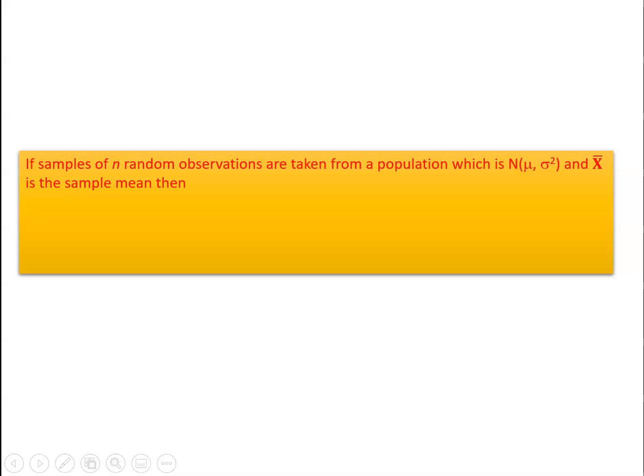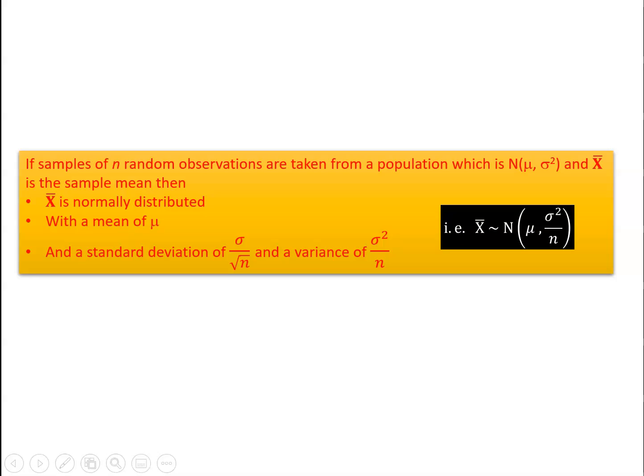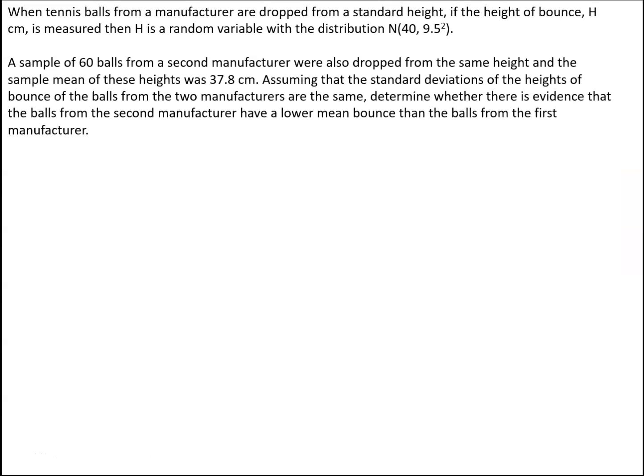The tests that we're going to be looking at are going to be using the sample mean as our test statistic. And in the previous video, we discovered that if we take samples of n random observations from a population which is normally distributed with mean mu and variance sigma squared, and x bar is the sample mean of this sample, then x bar is itself normally distributed with a mean of mu and a standard deviation of sigma over root n, or equivalently a variance of sigma squared over n. We could summarise that by saying that x bar is normally distributed with mean mu and variance sigma squared over n. So let's now have a look at an example.